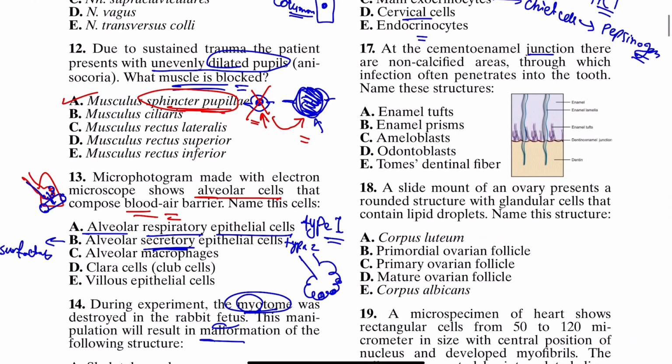At the cemento-enamel junction, there are non-calcified areas through which infection often penetrates in the tooth, name these structures. So, between the enamel and the dentin, there is a junction here, and there are some holes, let's say, that the infection can spread through from the enamel to the dentin. What are these openings called? Enamel tufts. Memorization. So these openings between the dentin and enamel allow the infection to go from the enamel to the dentin.